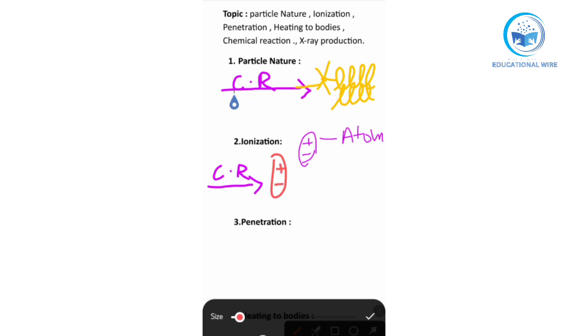Now when cathode rays pass over from here, what will it do? It will ionize, and both particles break down separately into ions. It will be positive and it will be negative. Both will be separated, so it's called the ionization method. Okay, let's move forward with penetration.